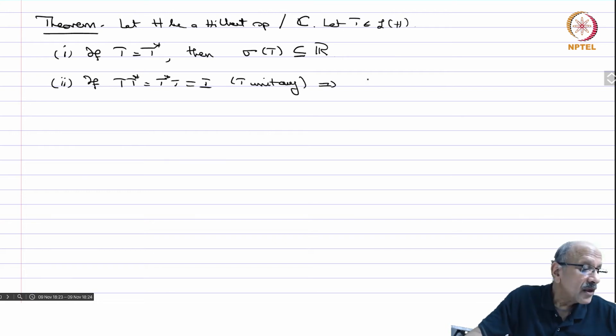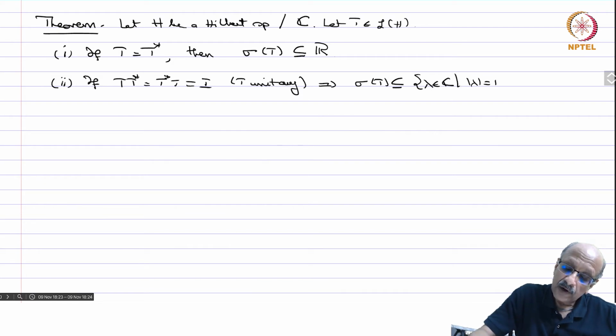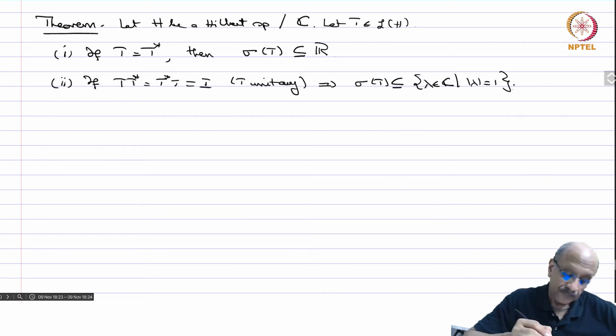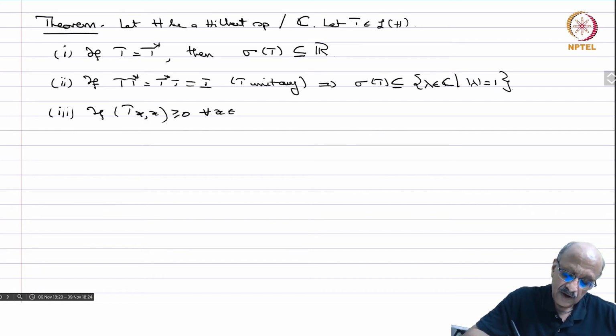implies the spectrum of T is contained in the set of all lambda in C such that mod lambda equals 1. That means the spectrum is contained in the unit circle of the complex plane. Then 3, if ⟨Tx, x⟩ is greater than or equal to 0 for all x in H, then in particular T equals T*, so the spectrum is in the real line, and the spectrum of T is contained in [0, ∞).